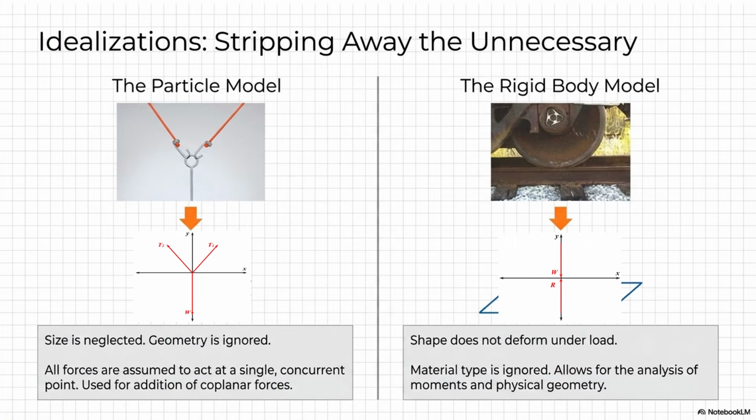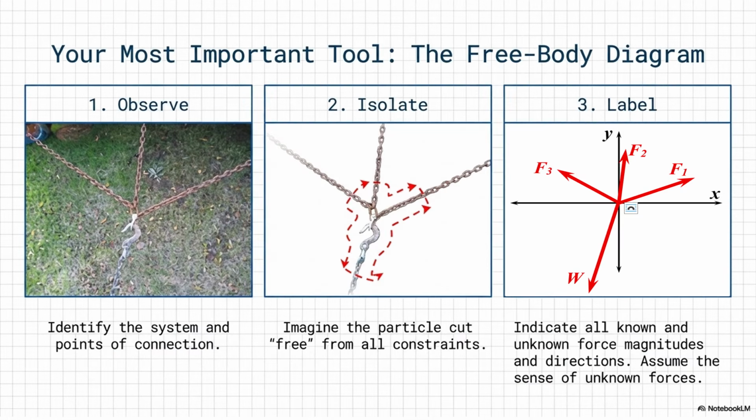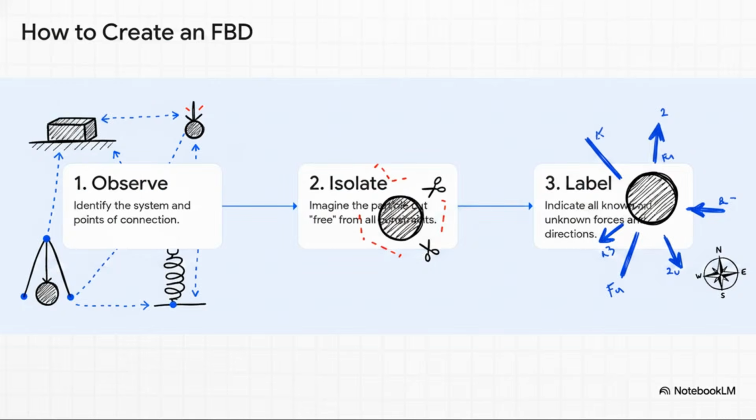And making one is just a simple 3-step process. First, you observe the physical system, what's connected to what. Second, you isolate the one point or object you actually care about. Just imagine cutting it free from everything else. And third, you label it with all the forces acting on it. Knowns, unknowns, directions, everything. Observe, isolate, label.